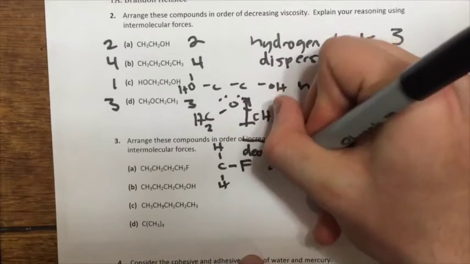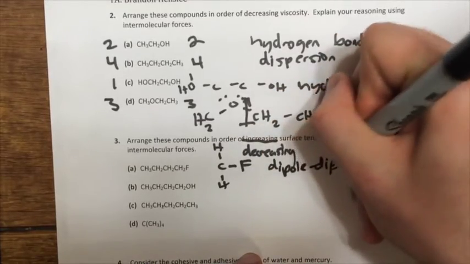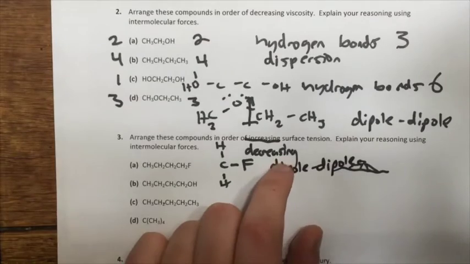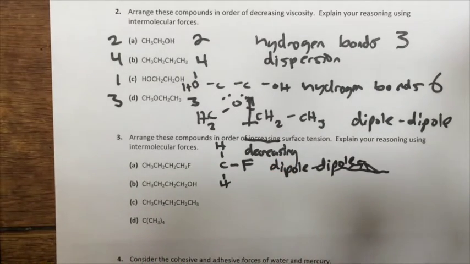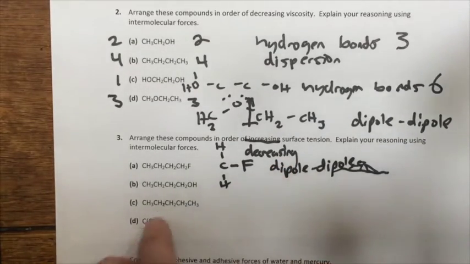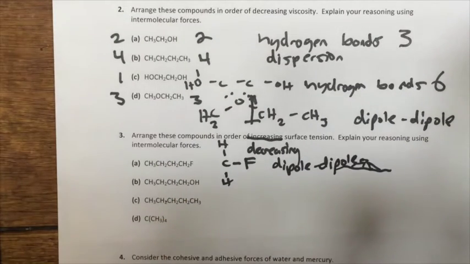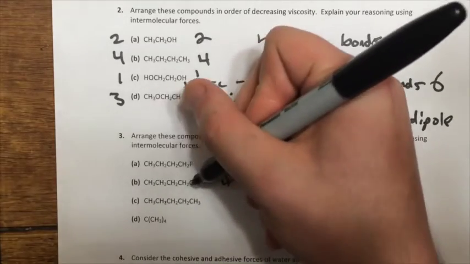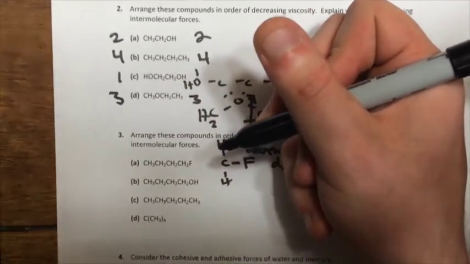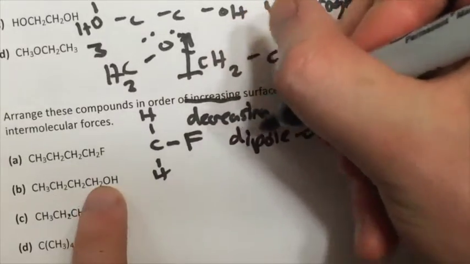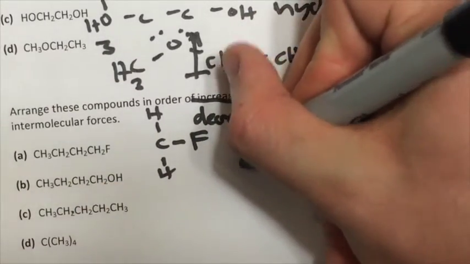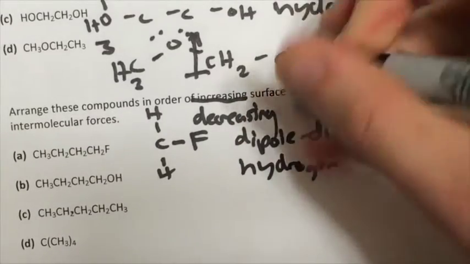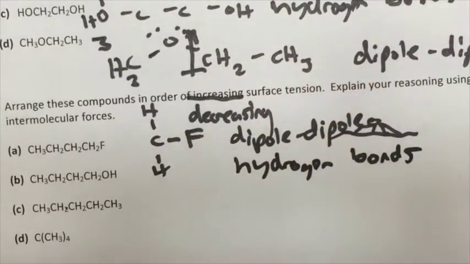So you will have a dipole interaction. And by the way, I'm only writing the strongest intermolecular force. Obviously, all four of these would have dispersion. I'm just doing that to save time. I'm only writing the strongest IMF for each one. Now, the next one, this is butanol. So you have 4 carbons attached to a hydroxyl. All right. So this hydroxyl group will be able to form hydrogen bonds. So hydrogen bonds will be the highest IMF.